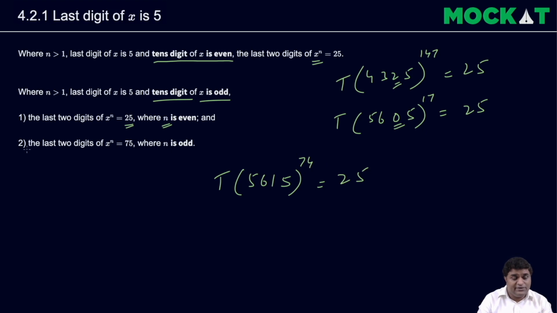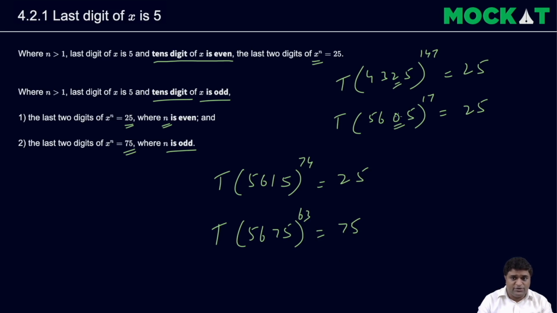Now the second case, the last two digits are 75, where n is odd. The power is going to be odd. So the last two digits of, let's say, 5675 to the power of 63, it's an odd power. Then it's going to be 75 over here. It's either going to be 25 or 75, always the last two digits.